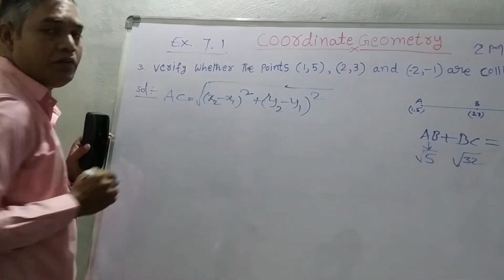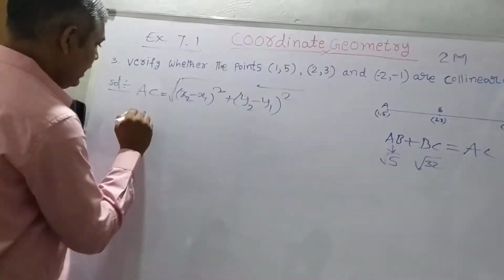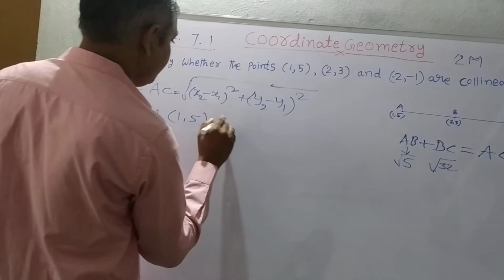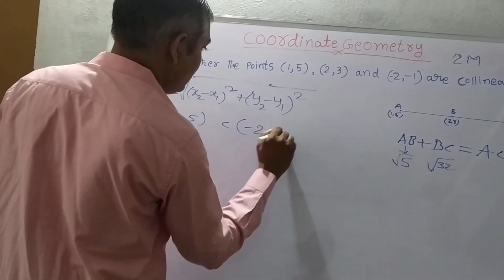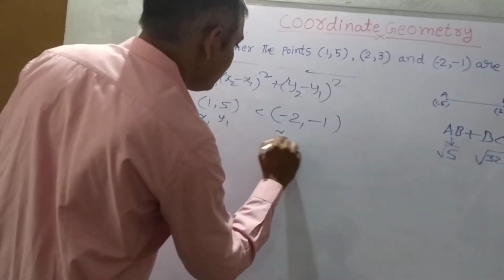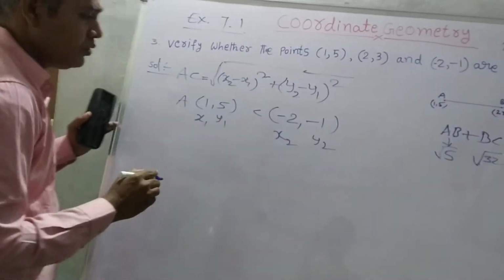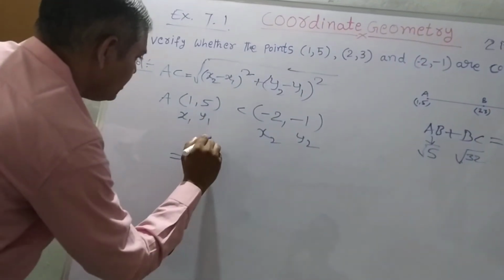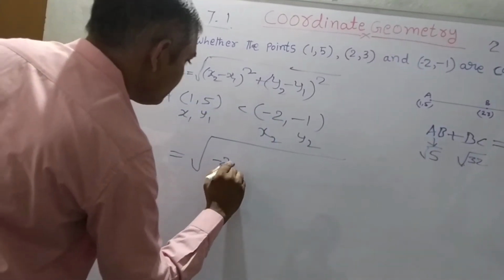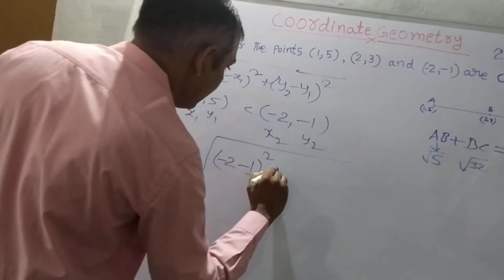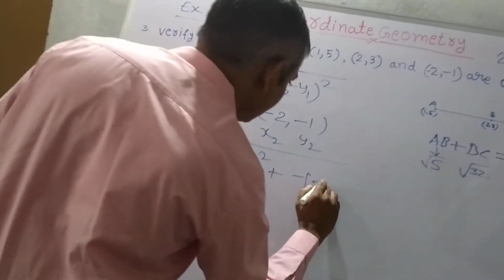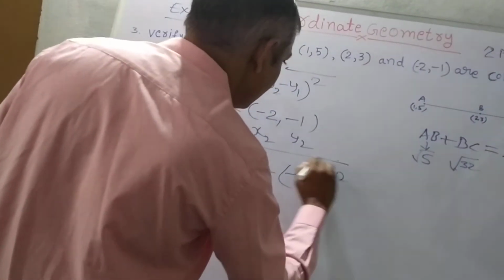Now we have to find the distance between AC. A is 1 comma 5, then C is minus 2 comma minus 1. Here x1 y1 x2 y2. The distance AC is under root x2 minus x1. x2 means minus 2, x1 means 1, whole square, plus y2 minus y1, minus 1 minus 5, whole square.